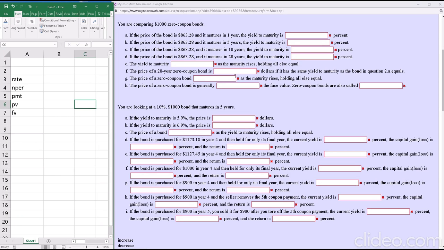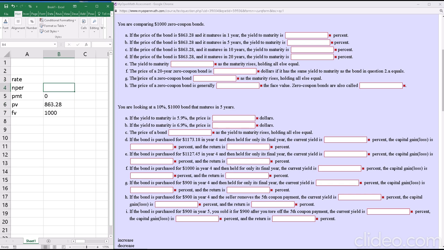In scenario two of our question, now we're comparing $1,000 zero coupon bonds. What that means is we have $1,000 face value, and then we have a zero payment. We don't have any payments, zero coupon bonds, so the payments are all zero. And then the price of our bonds are all going to be $863.28.